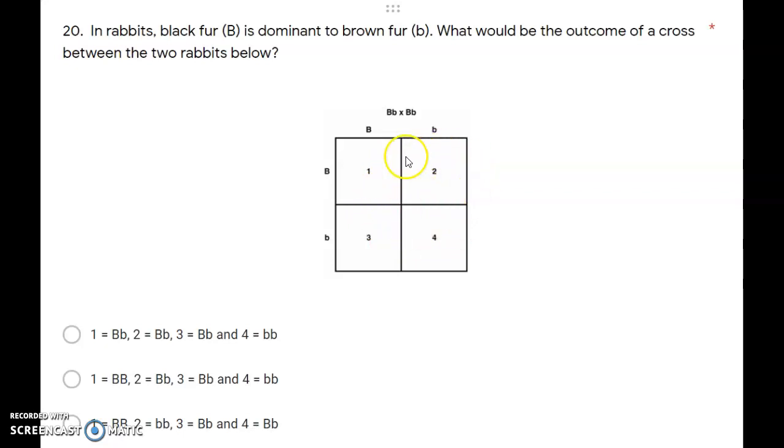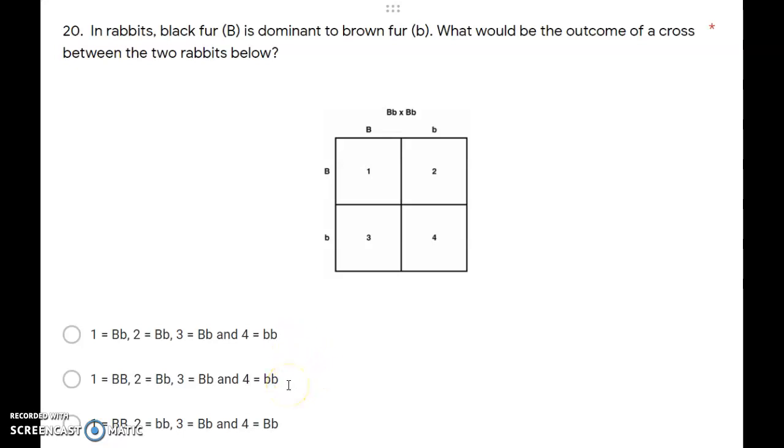And you have three choices. So let me identify this. This is going to be box 1, box 2, box 3, and box 4. So your three choices are: box 1 will be big B, little b. Box 2 will be big B, little b. Box 3 will be big B, little b. And box 4 will be little b, little b.